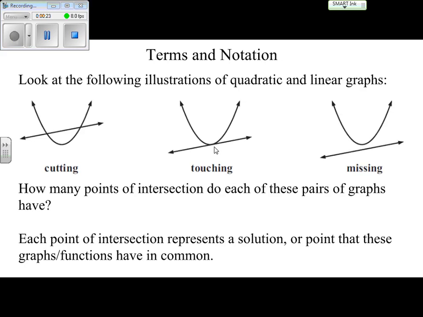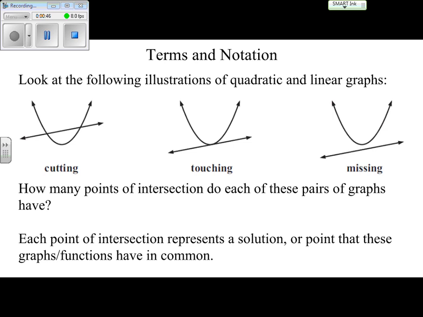So to start with, I've got three little sketches up here, each containing a pair of graphs. One of the graphs is a parabola, or a graph of a quadratic, and the other is a linear function, or a line. In the first example, I've labeled it as cutting, where you can see that the line is crossing right through the middle of that parabola. And the next one we're touching, where they're just sort of grazing. And the last one is labeled as missing.